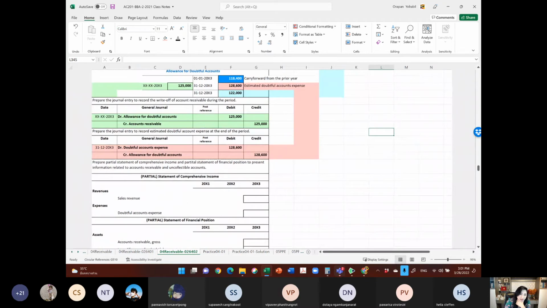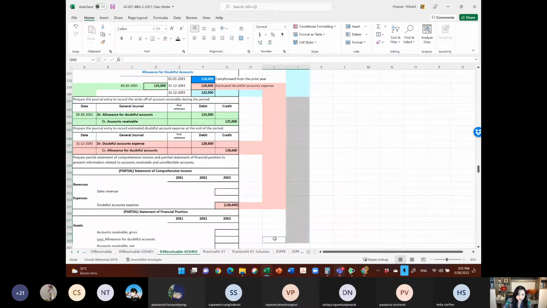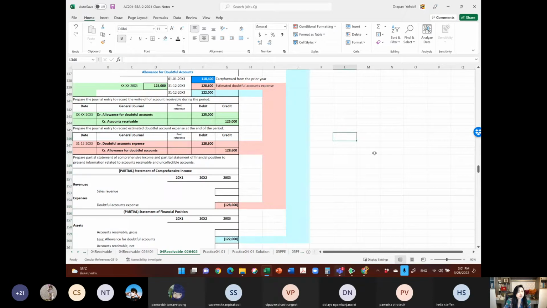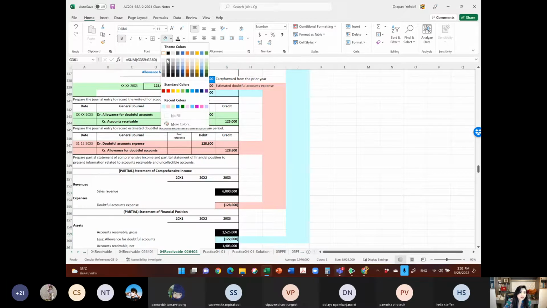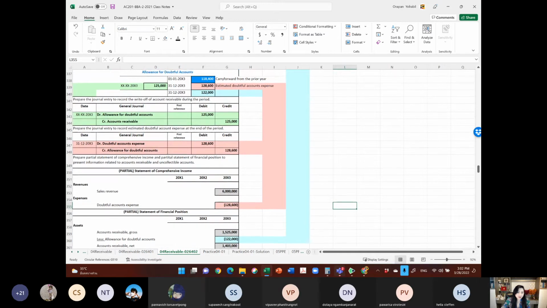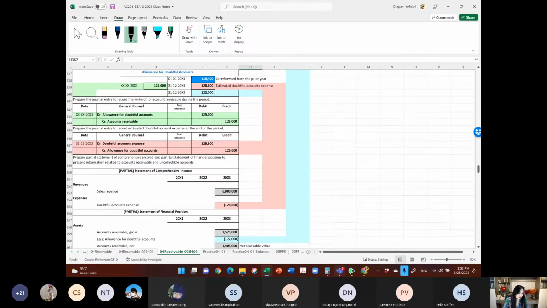Now, if you have all these numbers, then you can take the numbers to the financial statements. The expense would then be 128,600, and the allowance would then be 122,000. So over here, again, you're given the accounts receivable and sales. So you can take it to here and then do the calculation. So the net realizable value at the end of year 3 would then be 1,403,000.